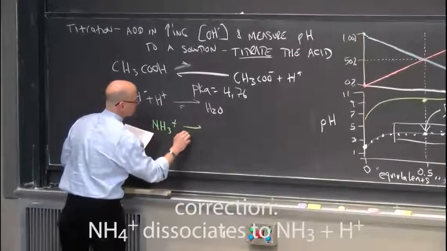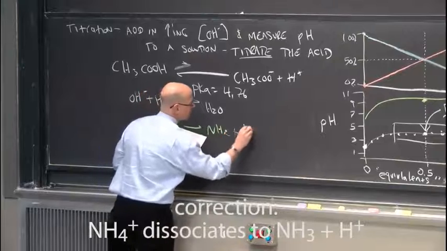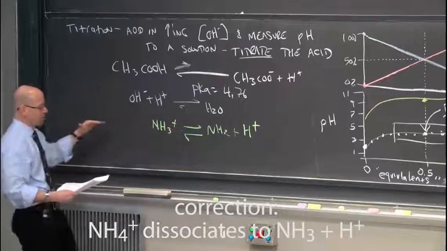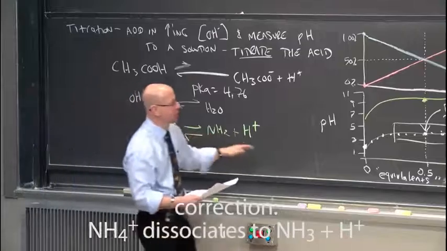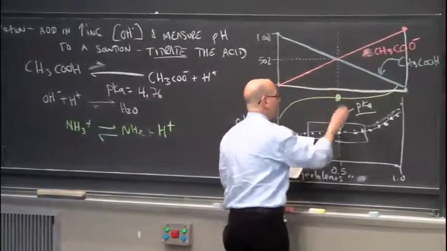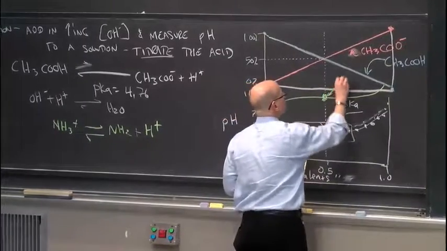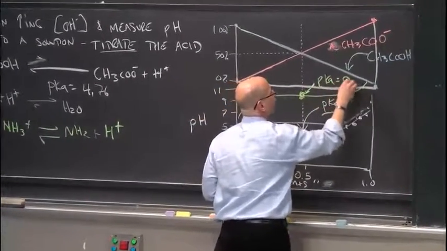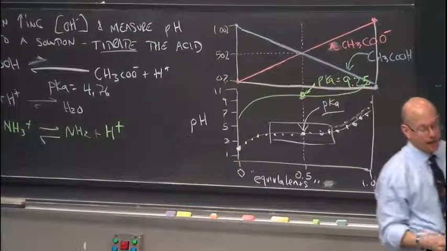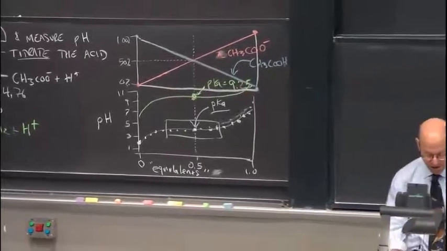NH3+ dissociates into NH2 plus a proton. And again, same deal. As I titrate in the base and suck up the proton, I dissociate the ammonium into ammonia. And I look where the inflection point is for ammonia. And that inflection point for ammonia turns out to be the pKa, which is 9.25. And I can do this for imidazole, I can do it for phosphate, I can do it for anything I want. Okay? Nothing tricky there.